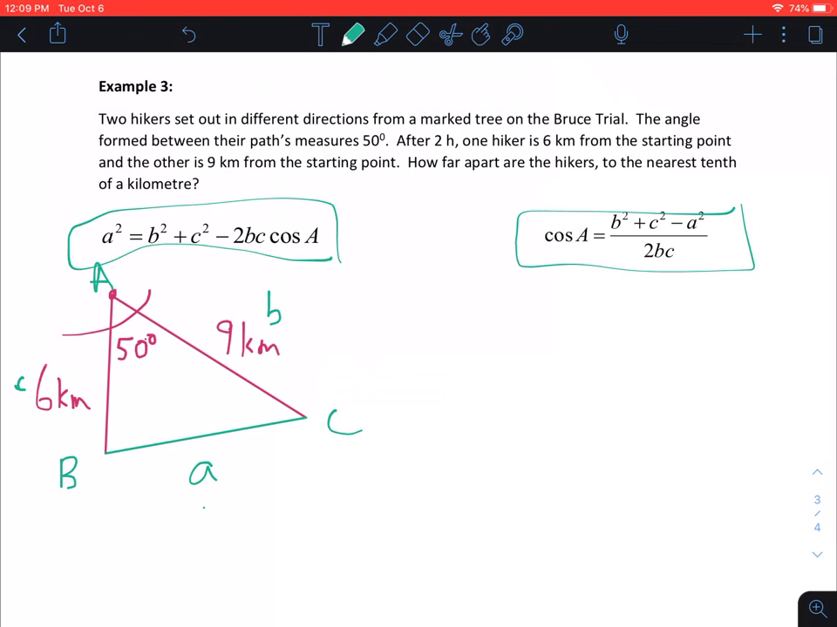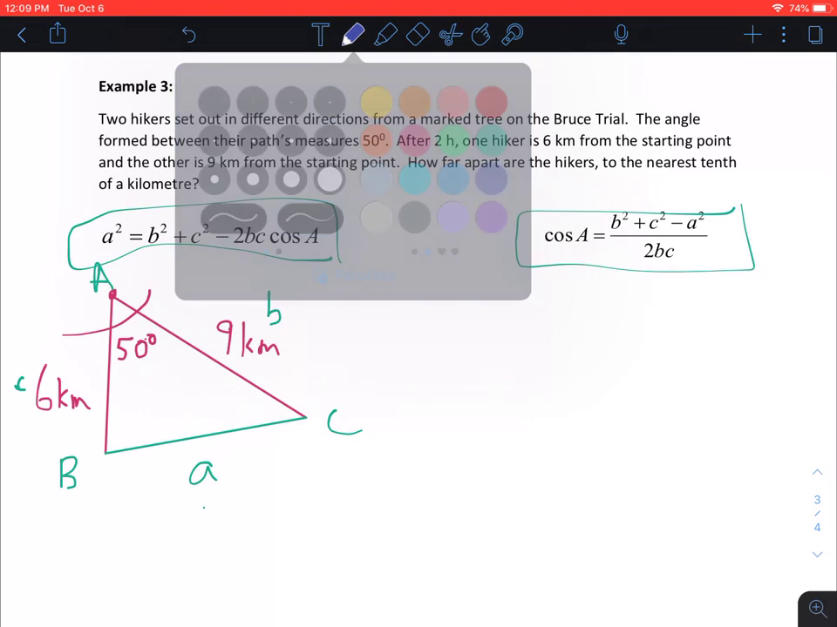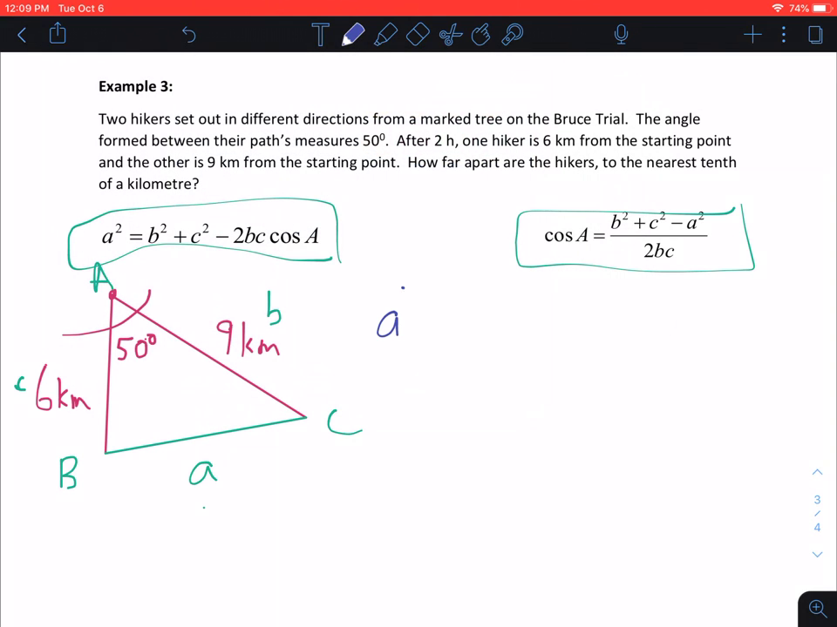All we have to do is substitute the values into our formula. Okay, so we're going to have A squared is equal to B squared, so side B is 9, plus C squared, side C is 6, and then we're going to go minus 2 times 9 times 6 times the cosine of the angle A, which is 50 degrees.